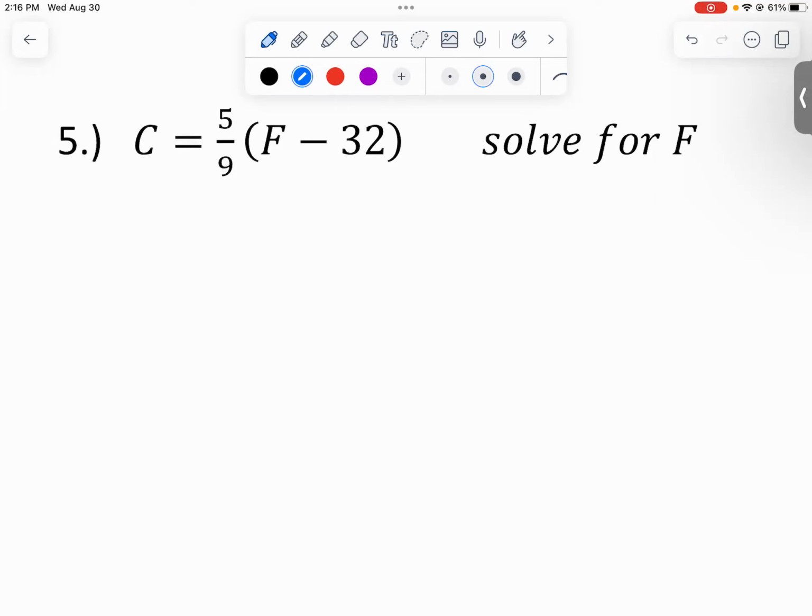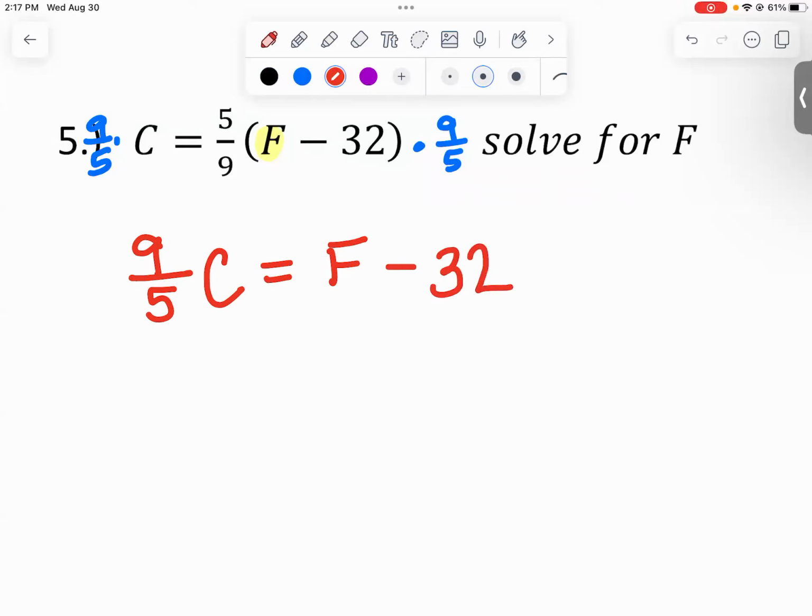Kaden, what's the first piece we have to take care of if we want to solve for F? Which is the furthest away from F, the 32 or the 5/9? The 32 is inside the parentheses, so it's really close. 5/9 is outside the parentheses. So we need to divide by 5/9, which is the same thing as multiplying by 9/5. So 9/5 C equals F minus 32.